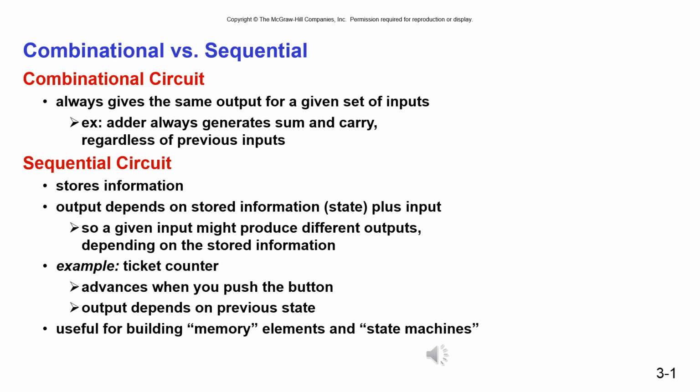This is where we are going to end our discussion of combinational logic circuits, and we will also begin our next lecture discussing sequential logic circuits. But just to review the difference between the two, a combinational logic circuit always gives the same output for a given set of inputs. So for example, an adder always generates a sum and a carry regardless of the previous inputs. It's only based upon the current inputs.